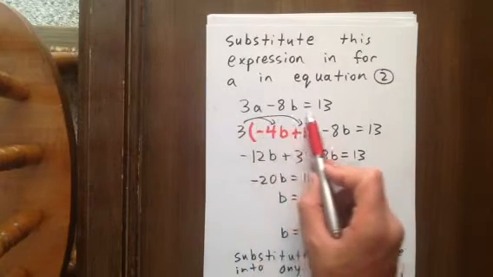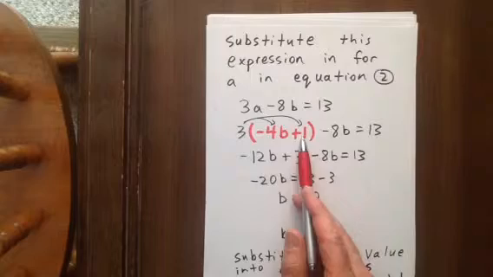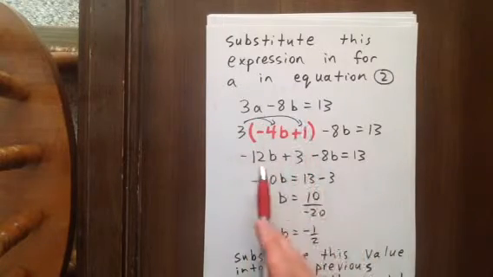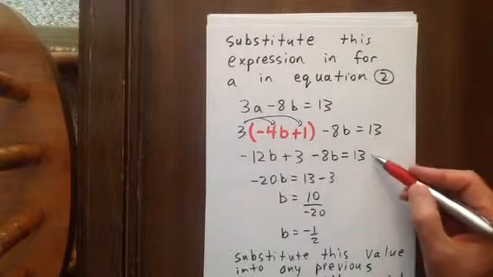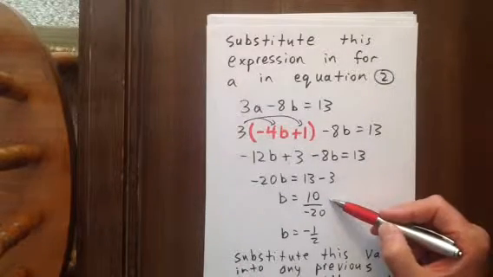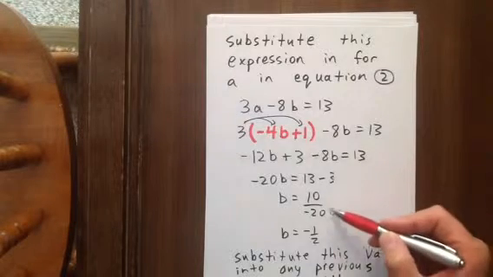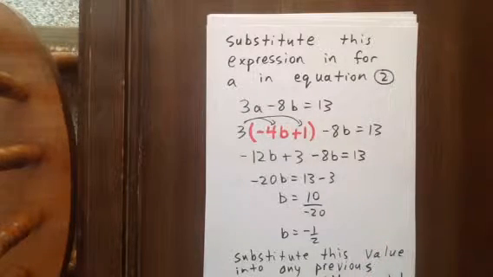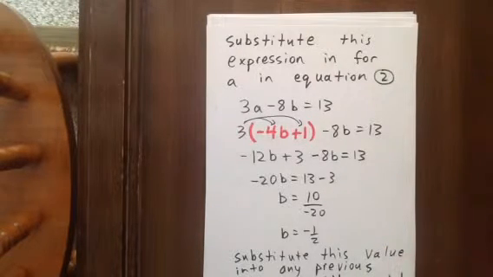So instead of 3a minus 8b equaling 13, subbing in negative 4b plus 1 and distributing, I get negative 12b plus 3 minus 8b equals 13. Simplifying that a little bit gives me negative 20b equals 10, which means b is negative 1/2. Now, I can substitute this value of b equals negative 1/2 into any previous equation involving both a and b.